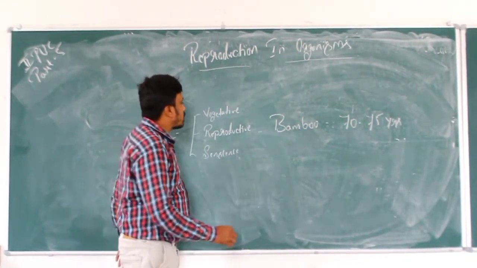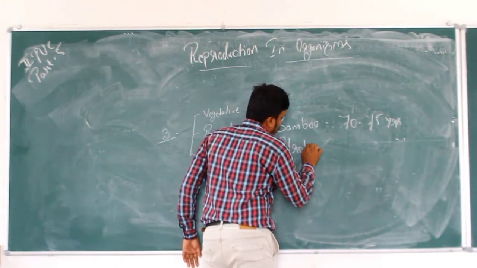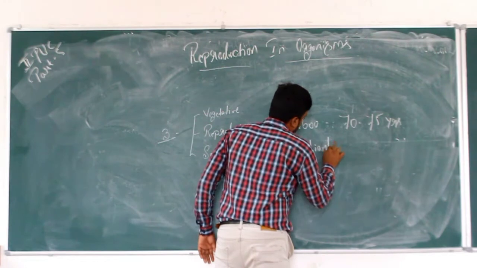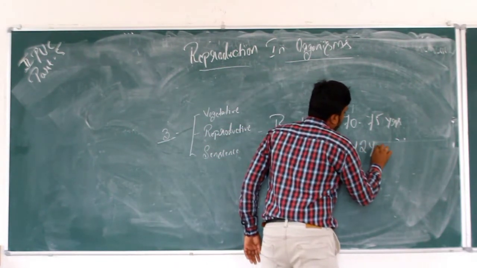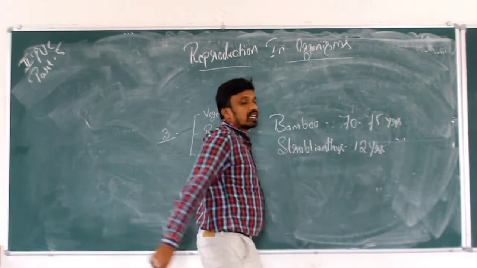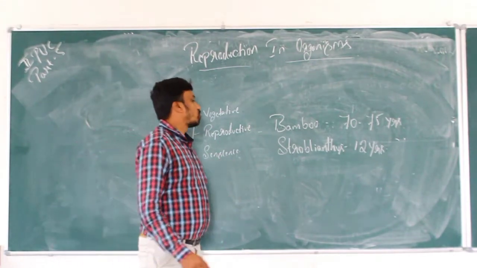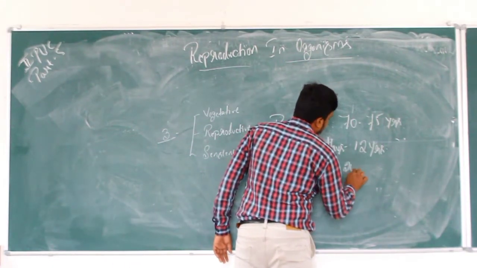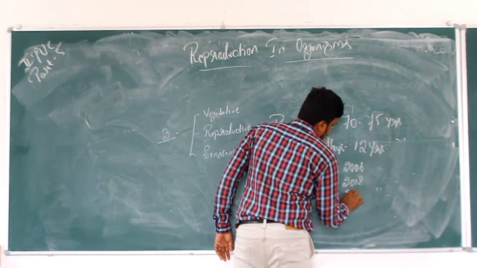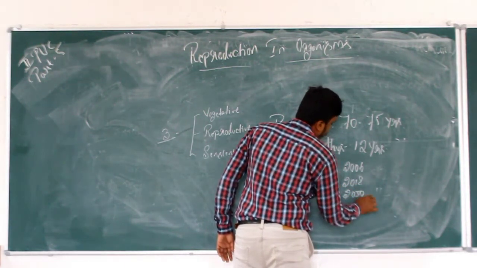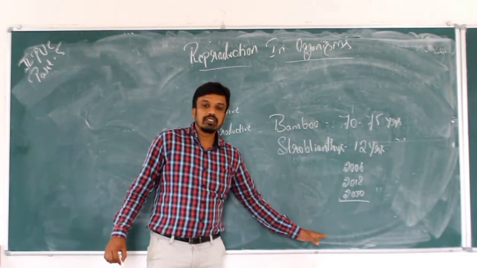Next, another plant is Strobilanthes. It flowers exactly once in 12 years. It last flowered in 2006. Next, it flowered in 2018. Next, it may flower in the year 2030. So this is a question which may be asked in the CET.